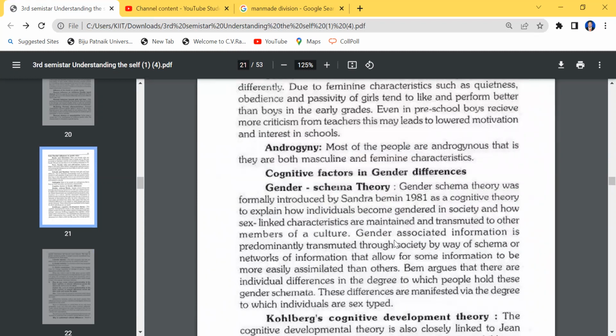What is schema theory? The schema theory was formally introduced by Sandra Bem in 1981 and explains how individuals become gendered in society, and how sex-linked characteristics are maintained and transmitted to other members of a culture. Gender-associated information is transmitted through society by way of schema networks.